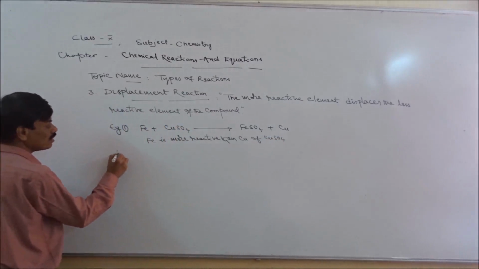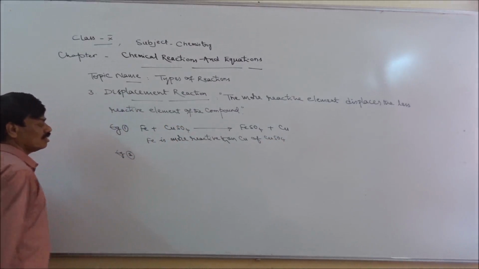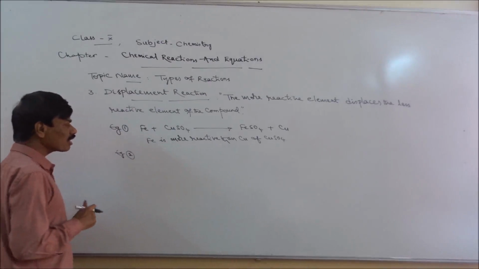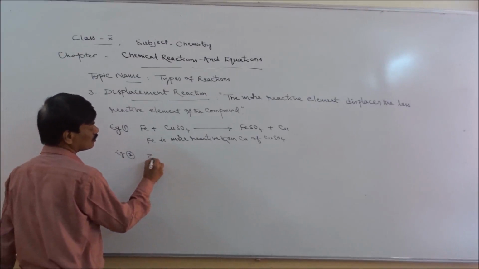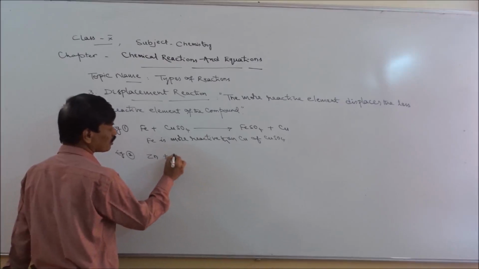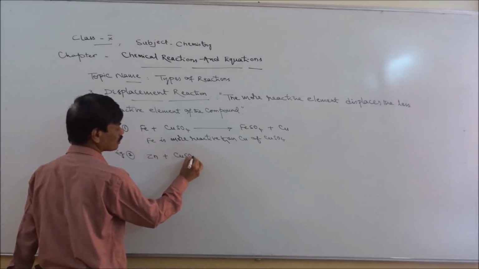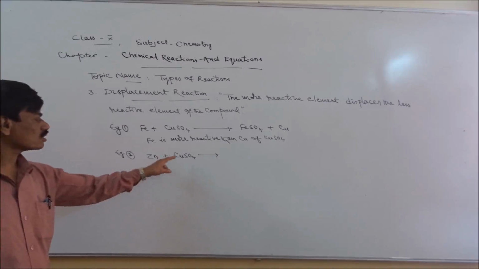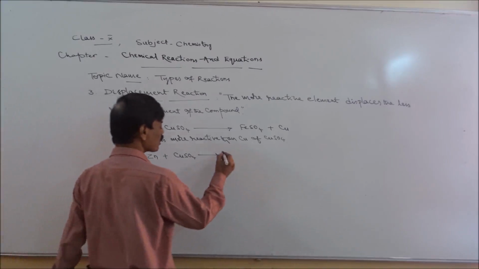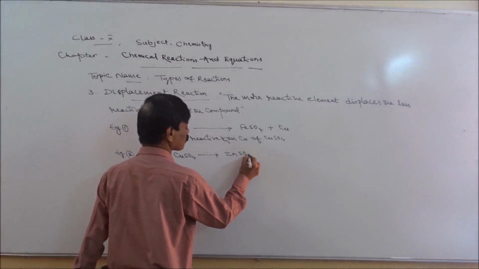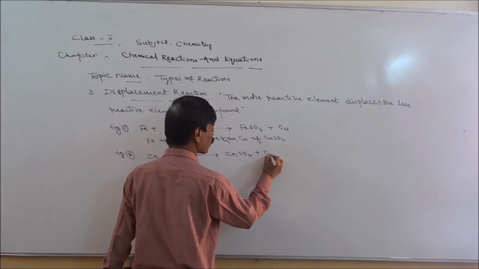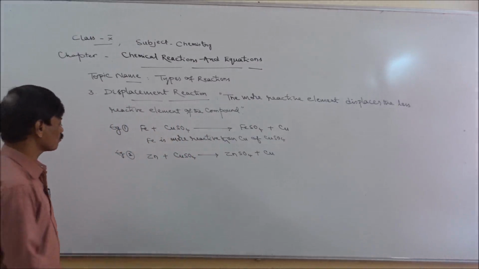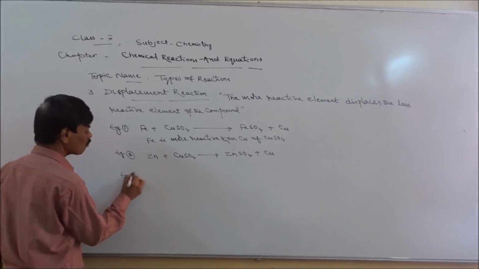Now let us see example 2. In this example, we are taking the element zinc and we are treating it with copper sulfate. Here zinc is more reactive than copper. So we will get zinc sulfate and copper. Means copper is displaced by zinc.